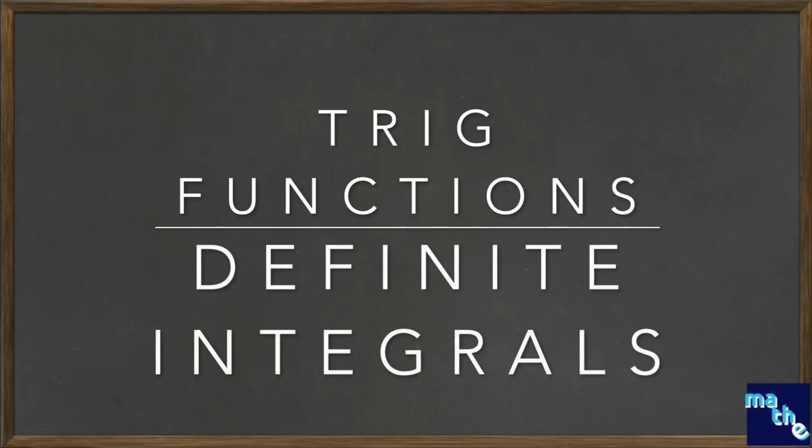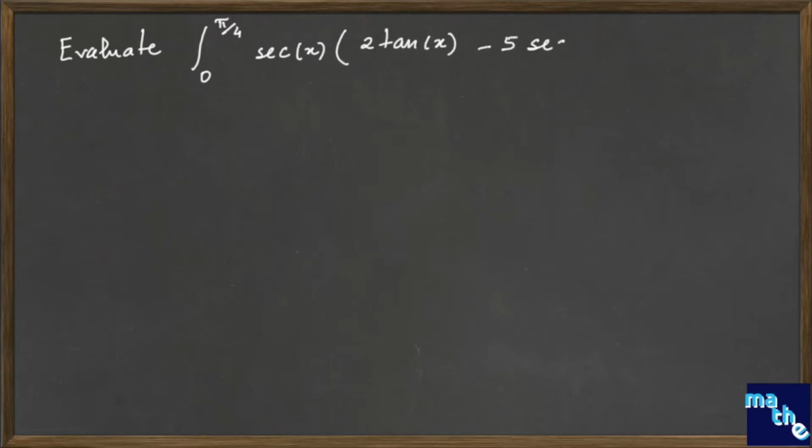Hello everybody, this is another video lesson from the Mathy project, and today we will solve an exercise of definite integrals involving trigonometric functions. Then we want to evaluate the definite integral between 0 and pi by 4 of the function secant of x multiplying to tangent of x minus 5 secant of x.